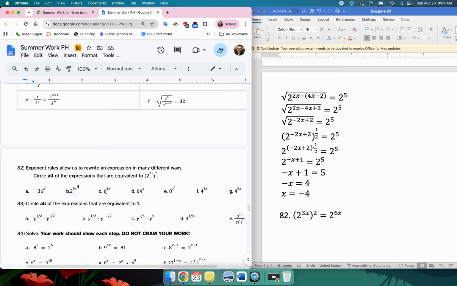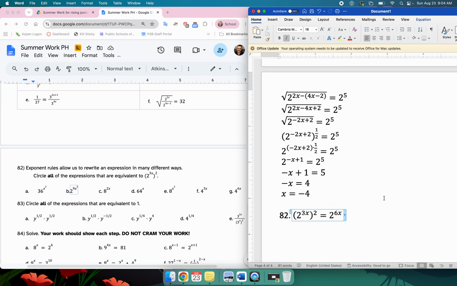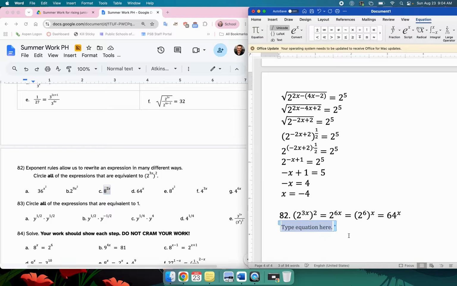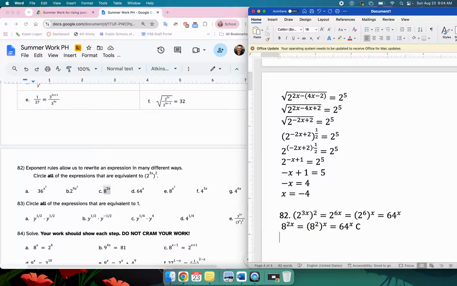8 to the 2x. Maybe that's equivalent. Let me look at this. What is this? 2 to the 6x. Another way of thinking about that is 2 to the 6th to the power of x. So what is 2 to the 6th? 2, 4, 8, 16, 32, 64. So that's 64 to the x. Maybe that's the best way of writing this original expression. I think this guy is equivalent, because 8 to the 2x could be rewritten as 8 squared to the x, which is 64 to the x. So it definitely looks like C is equivalent.